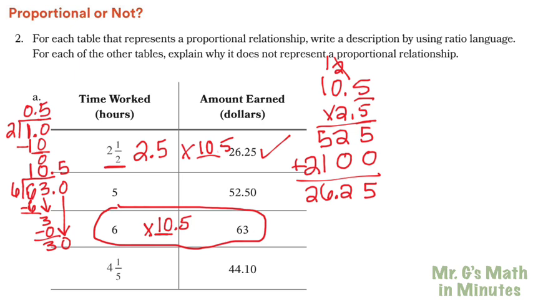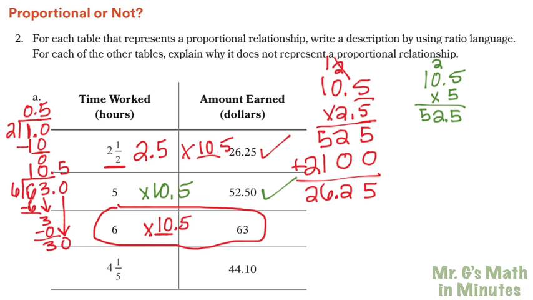The next one, I'm going to do 5 times the constant of proportionality, 10.5. So 10.5 times 5. Again, 5 times 5 is 25. This gives us a 2 and a 5. We got 1 number behind the decimal, so we get 52.5.